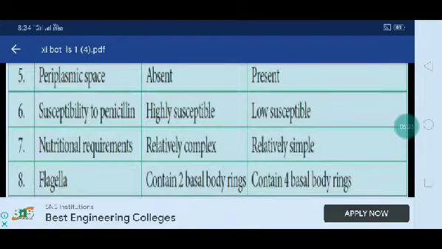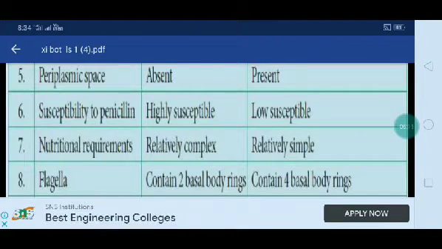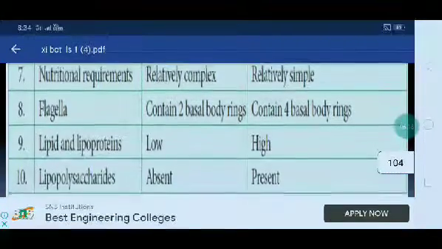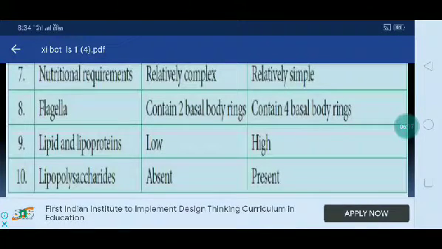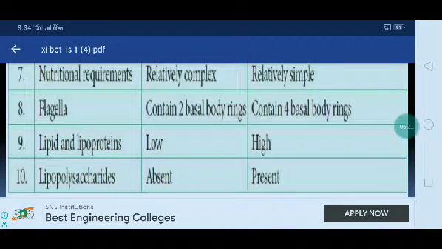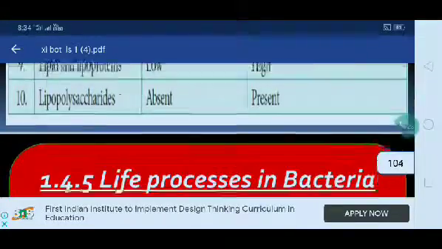The nutritional requirements are relatively complex in Gram-positive bacteria and relatively simple in Gram-negative. Flagella contain 2 basal body rings in Gram-positive, and 4 basal body rings in Gram-negative bacteria. Lipid and lipoproteins are very low in Gram-positive and very high in Gram-negative bacteria. Lipopolysaccharides are absent in Gram-positive bacteria, and present in Gram-negative bacteria. These are the differences between Gram-positive and Gram-negative.